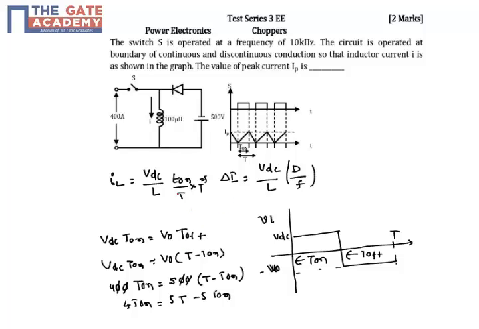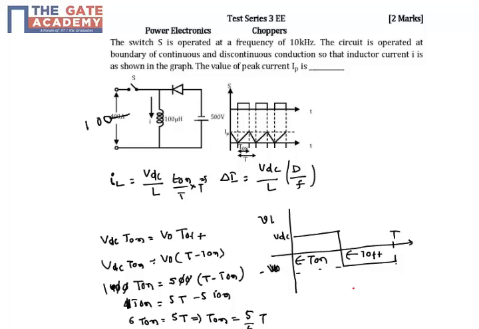Whatever he has given in the circuit, this is not 400, this is 100 volts. Okay, so this is not 400, this is 100. There is a mistake in the problem. So this is 1, so this is nothing but 6T on equal to 5 into T. So this implies T on equals 5 by 6 times T.